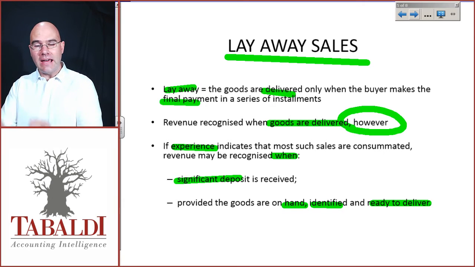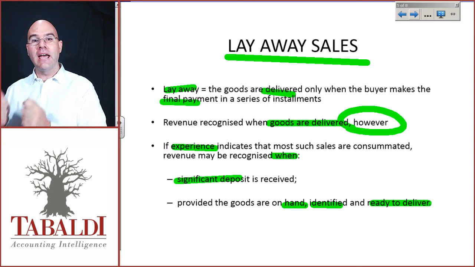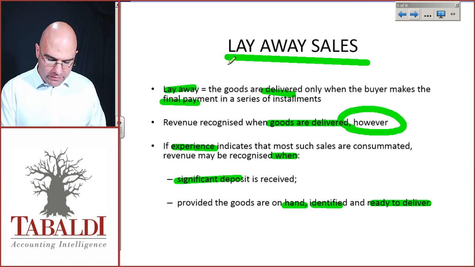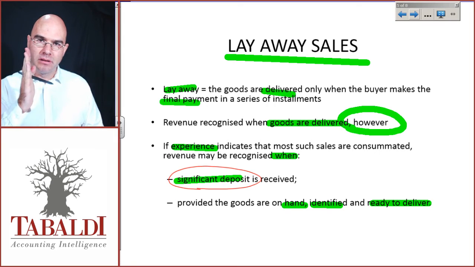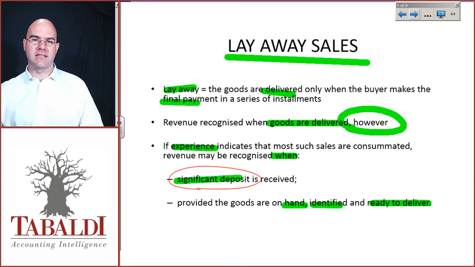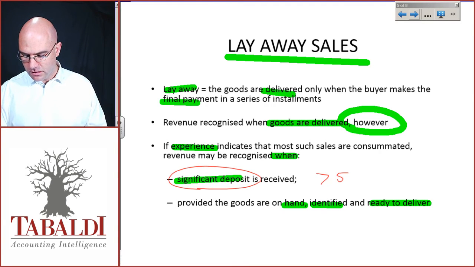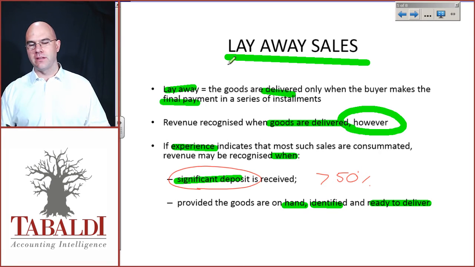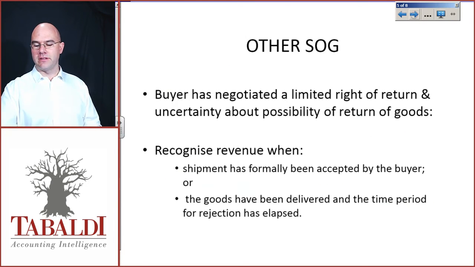So you've taken that item that person has purchased from you, put it aside, identified it, and it can be delivered at any point. There is a bit of debate over significant deposit. Again, the standard doesn't give an absolute percentage, 50%, 60%, 80% of the amount. Here you need to use your professional judgment, and I'd be happy to say that as long as it's more than 50%, I think we're in the game. Okay. So that's layaway sales. Again, I've got a class example coming up after these videos.